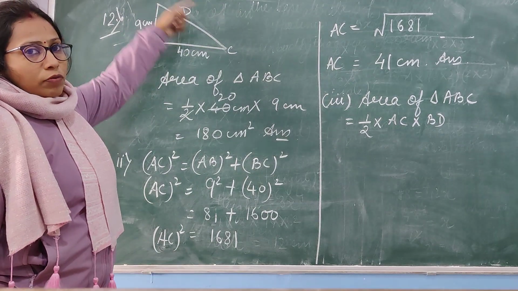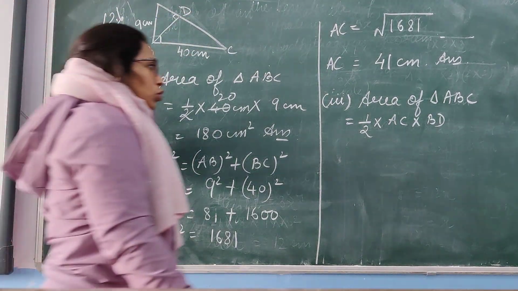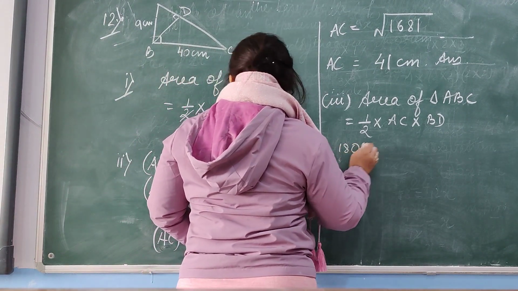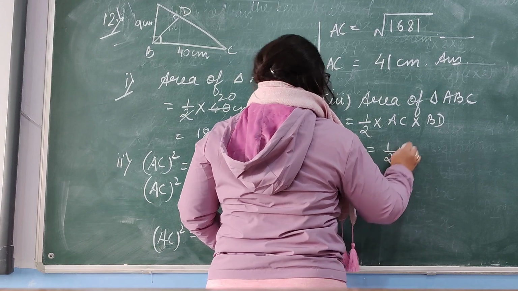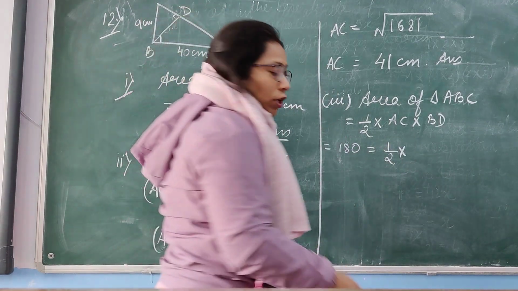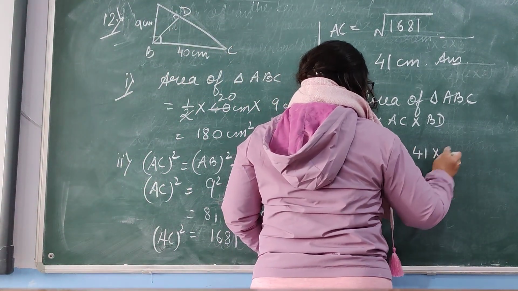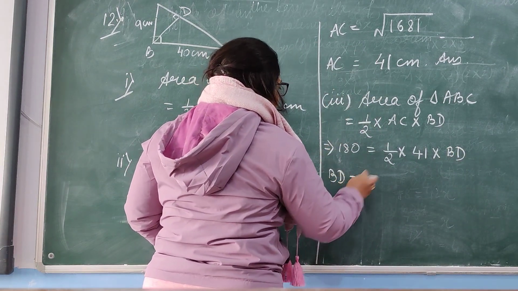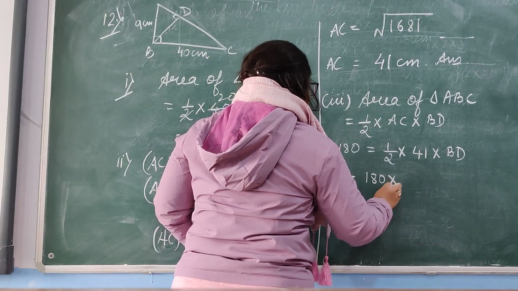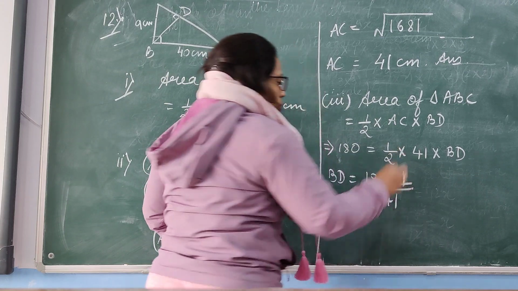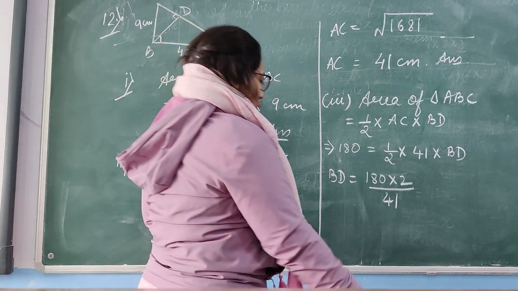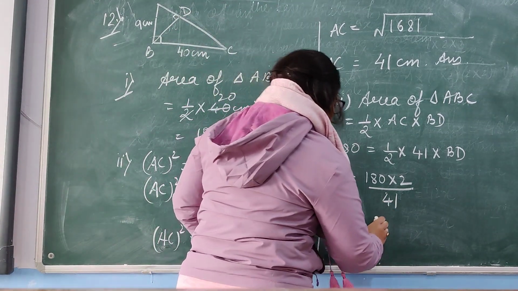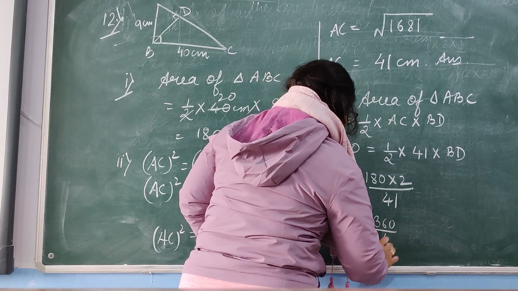This will also give the area of this triangle only. So the area of the triangle we have already calculated, and it is 180. So this will be equal to half into AC. The length of AC we have calculated as 41, and we have to calculate the length of BD. So BD will be equal to 180 into 2 upon 41. Now this you can solve. Once you solve, you will get 360 upon 41.